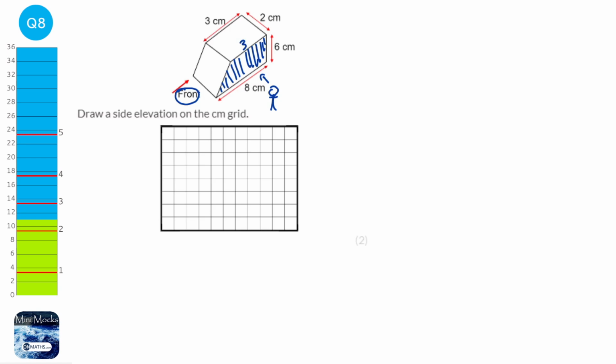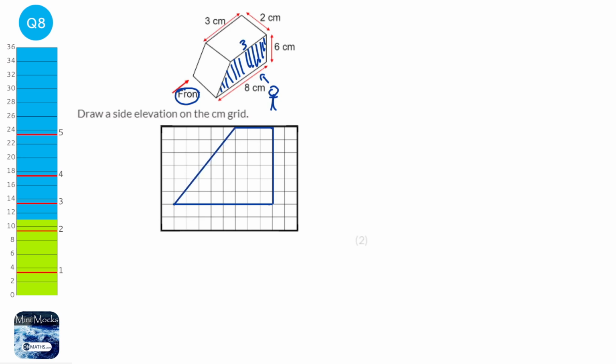So I'm just going to start off with the bottom, actually. That might be easier. And draw the 8 across. 1, 2, 3, 4, 5, 6, 7, 8. Then I'm going to do the 6 up. 1, 2, 3, 4, 5, 6. Looks like I left just enough room. Then I'm going to do the 3 across. 1, 2, 3. And then all I need to do is just join up the start and the finish to complete the trapezium.